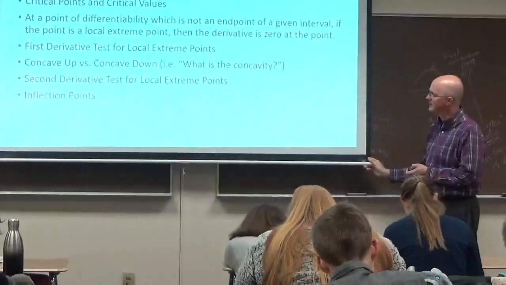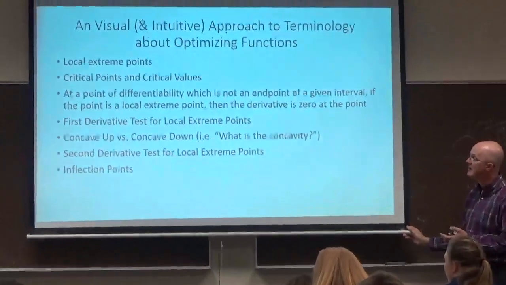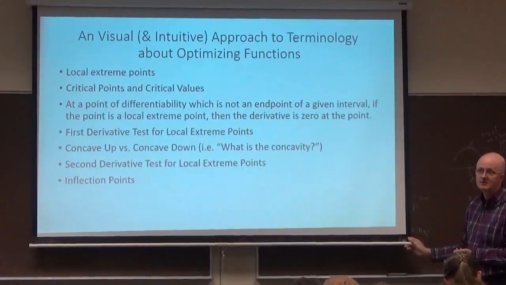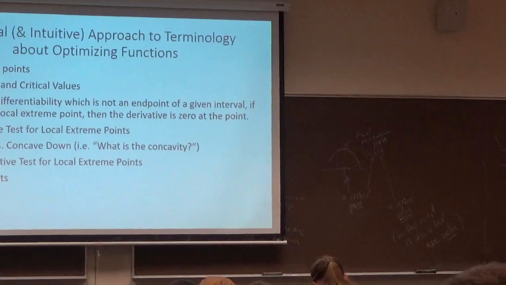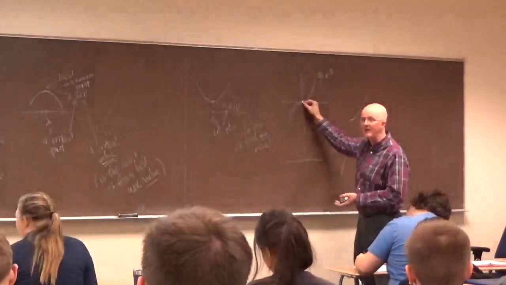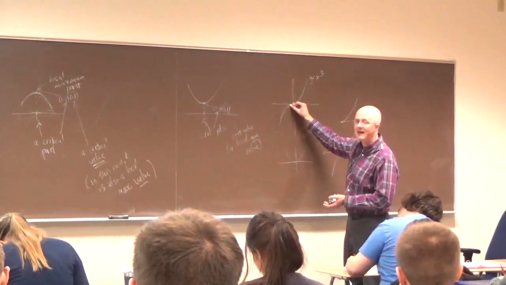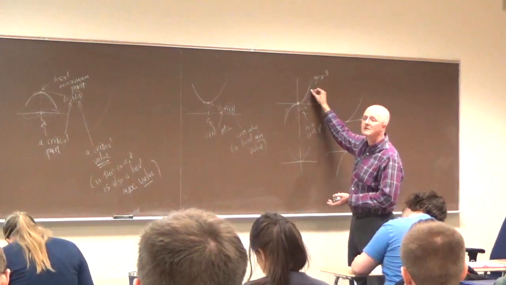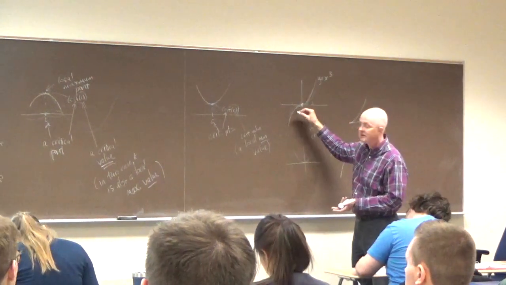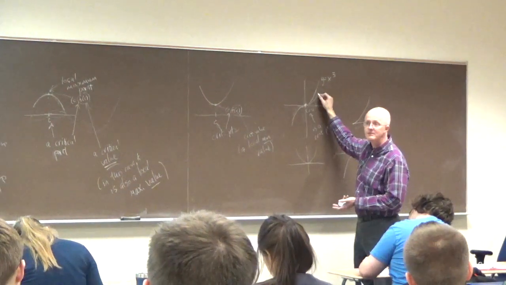Inflection points, very good terminology, are where the concavity changes. This point here is an inflection point in this graph. The concavity is changing from concave down to concave up. The second derivative is changing sign from negative to positive.